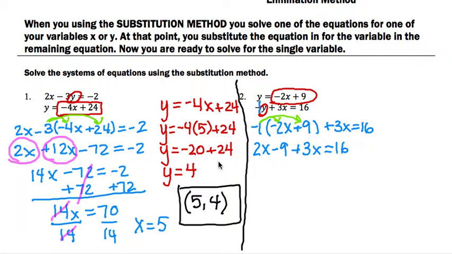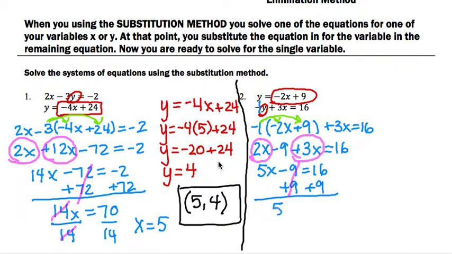I have like terms on the left-hand side. 2x and 3x are like terms. So I can add those together and get 5x minus 9 equals 16. And now I need to solve for x. So I'm going to add 9 on both sides of the equation. These will cancel. So I can say that 5x is equal to 25.